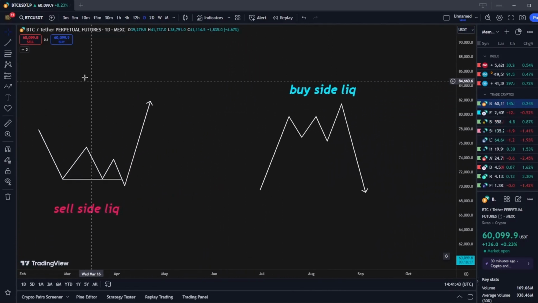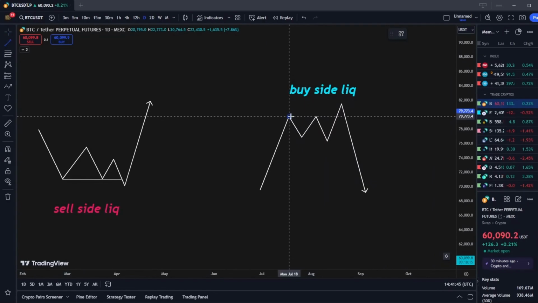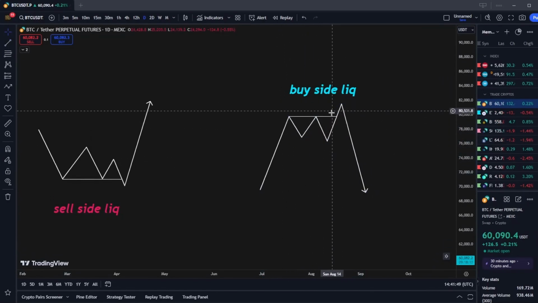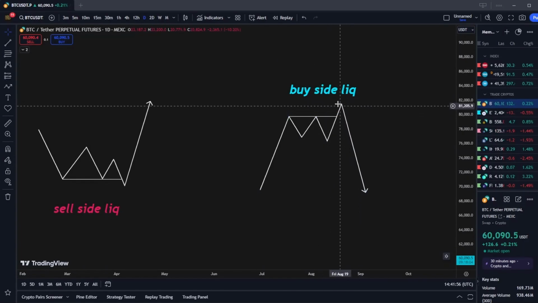And for buy side liquidity, it's the opposite. We will be getting equal highs, like here, multiple orders are being built up, stop losses are being placed at the highs and a bit above, and then we sweep those highs, we clear those stop losses, and we have the move down.